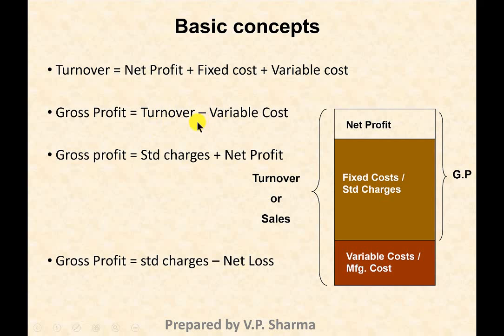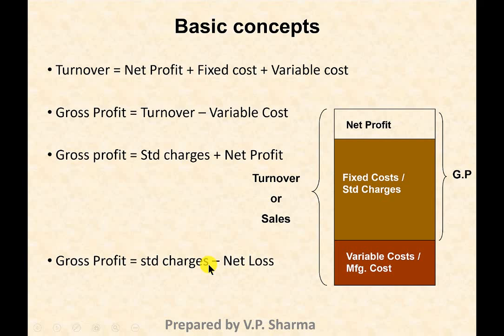This method is known as the difference method. Then another way of computing gross profit is the sum total of these two, net profit plus fixed charges, that is standing charges. So here is the formula: the standing charges plus net profit is your gross profit. And gross profit is the same whether you compute by difference method or by addition method. Another situation is where gross profit can be computed by deducting the net loss from the standing charges. In the event of a net loss situation, standing charges are more, so gross profit can be computed by reducing net loss from the standing charges.